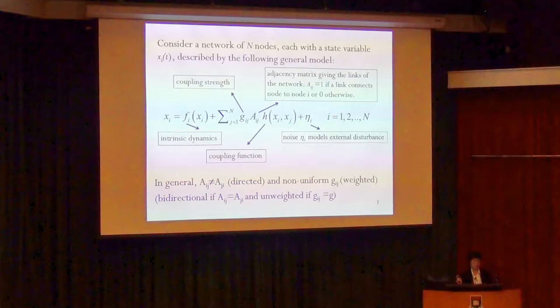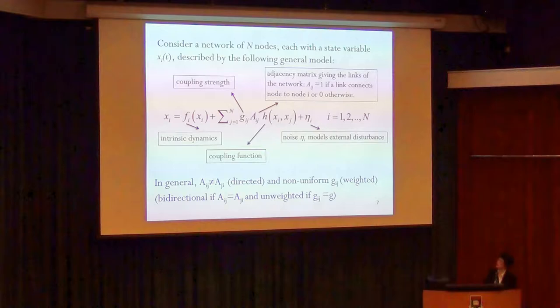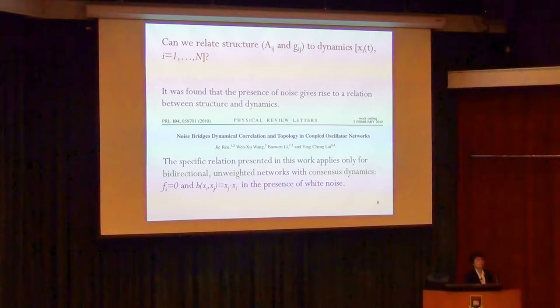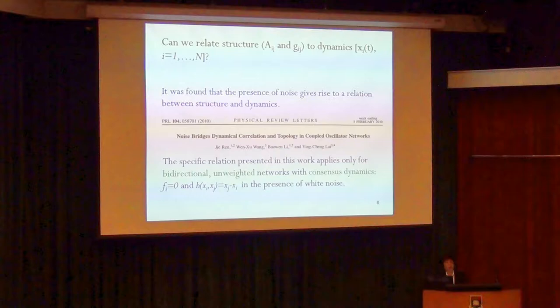This is rather general. In general, this is just terminology: if a_ij is not symmetric, we call it a directed network, meaning that it depends on the direction of the interaction. And if g_ij is not uniform, it's a weighted network. We are interested in the most general case, which is the directed one. This is an asymmetric matrix, and also g_ij is non-uniform. So the question will be, can we get this a_ij, g_ij, which we are interested in, just from the things that we measure, which are the dynamics, in this case this x_i(t), all this time series.